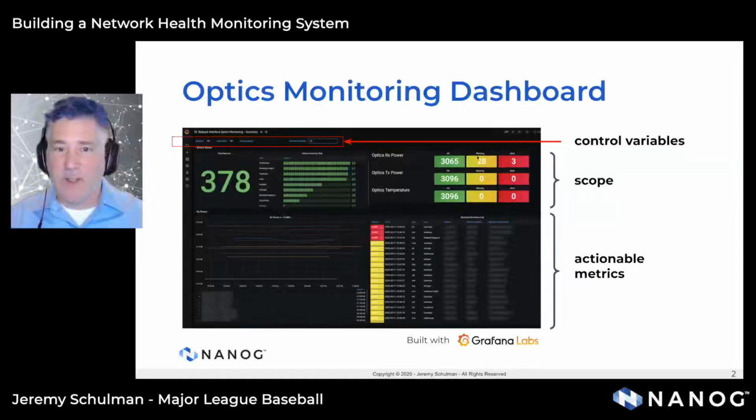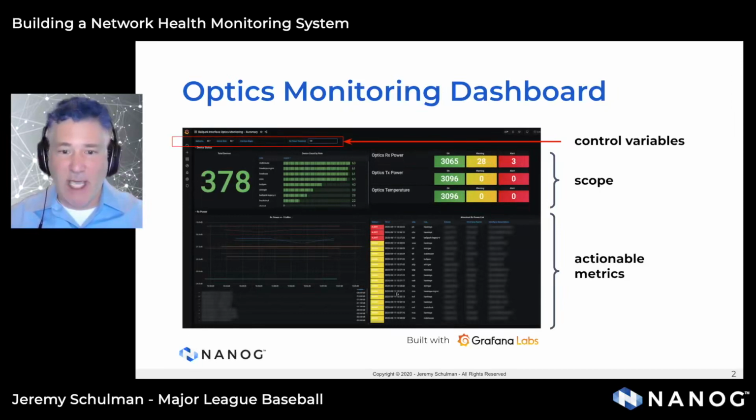And right away, we can get a high-level understanding of the impact of issues. For example, we know right away that we have 3 optics that are in an alerting state and 28 that are in a warning state. So we can understand how bad it is or how good it is right now.